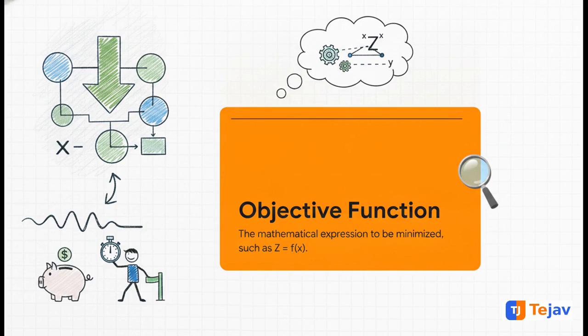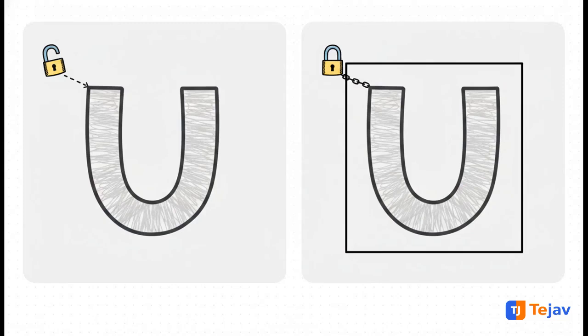We usually call this Z. So if you're minimizing cost, Z is your cost formula. Minimizing distance, Z is your distance formula. And it depends on variables, usually X or Y, which represent things like the number of products made or the hours spent. But here is where reality really kicks in.